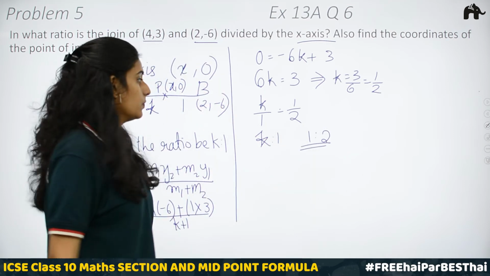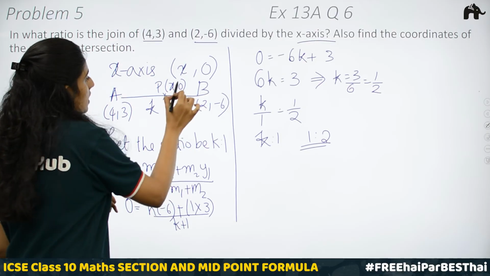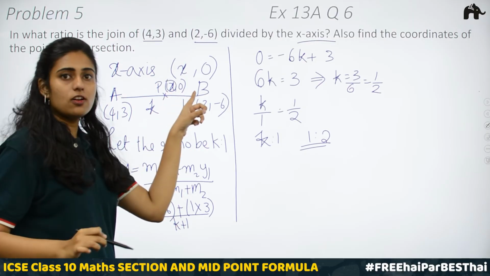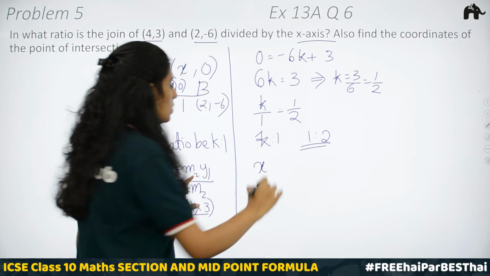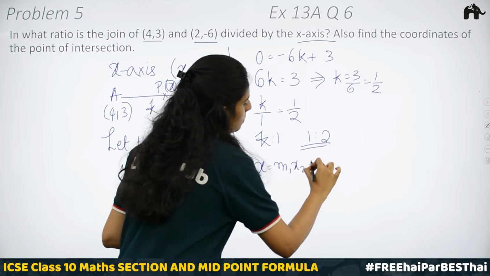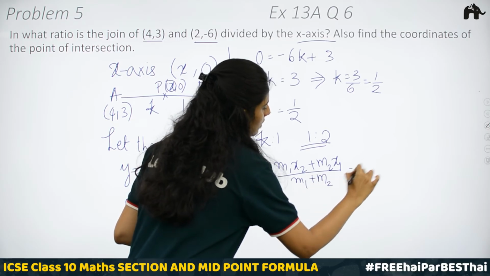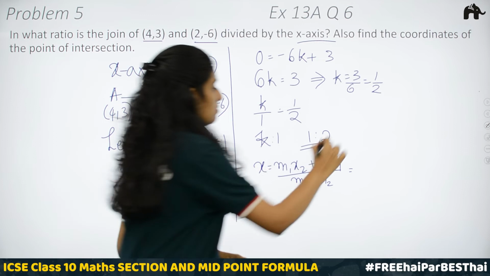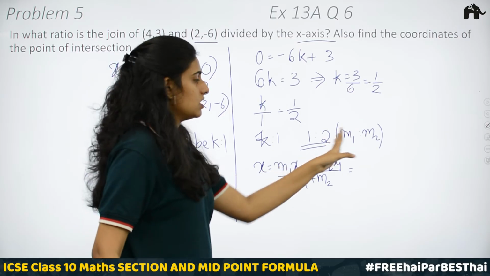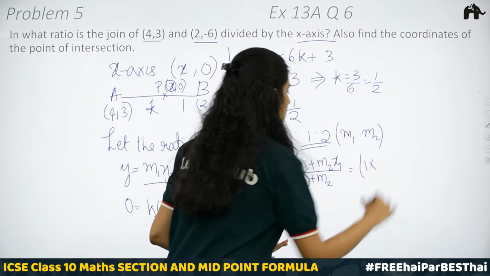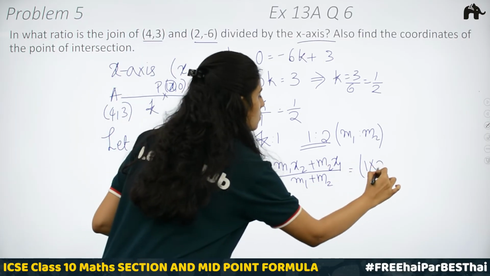We got the ratio. Now we need to find the coordinates of the point of intersection. That is, we need to find the x coordinate. The y coordinate we already know, which is equal to 0. Taking the section formula to find the x coordinate, x is equal to m1 x2 plus m2 x1 divided by m1 plus m2. Put the values. Here we have determined m1 and m2. m1 is equal to 1 and m2 is equal to 2. 1 into x2. What is the value of x2? Here this is x2, that is 2.